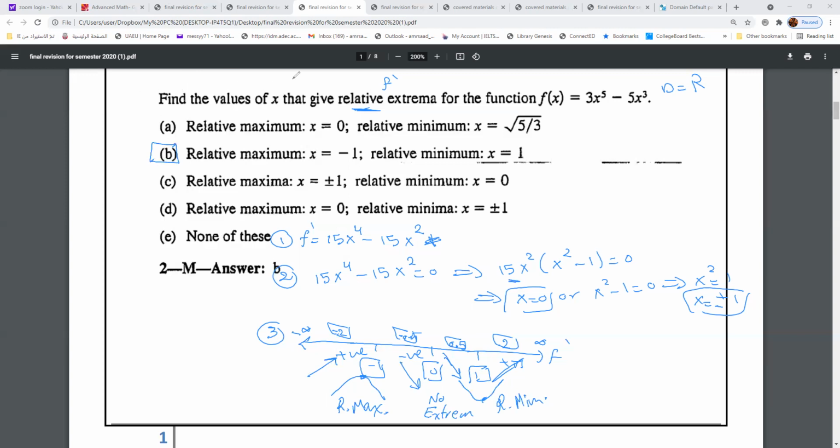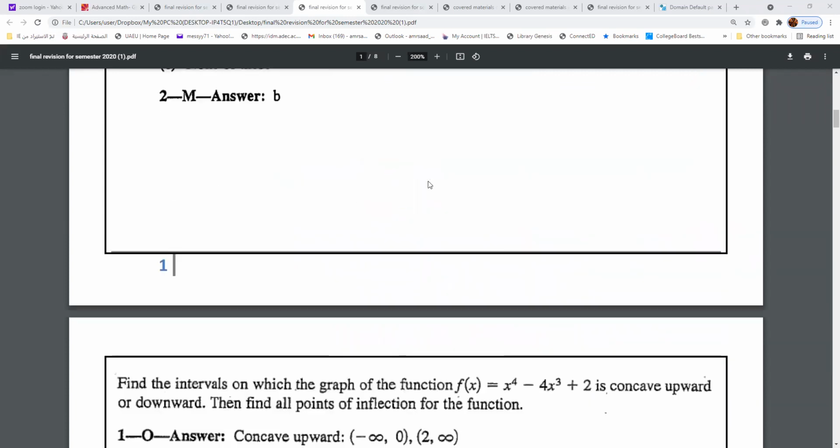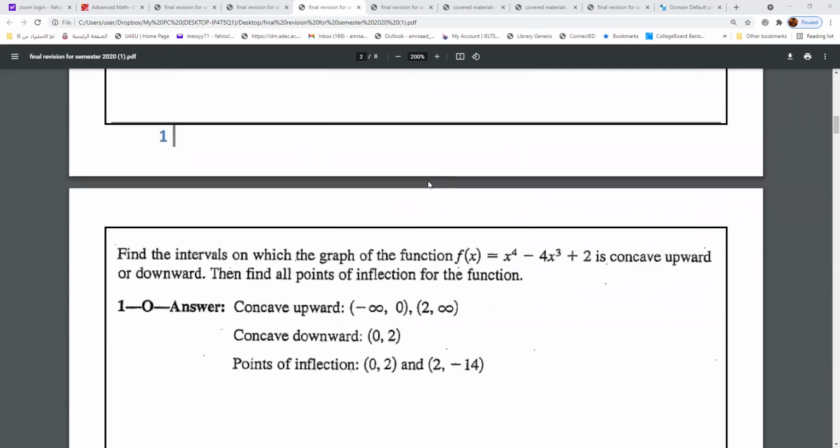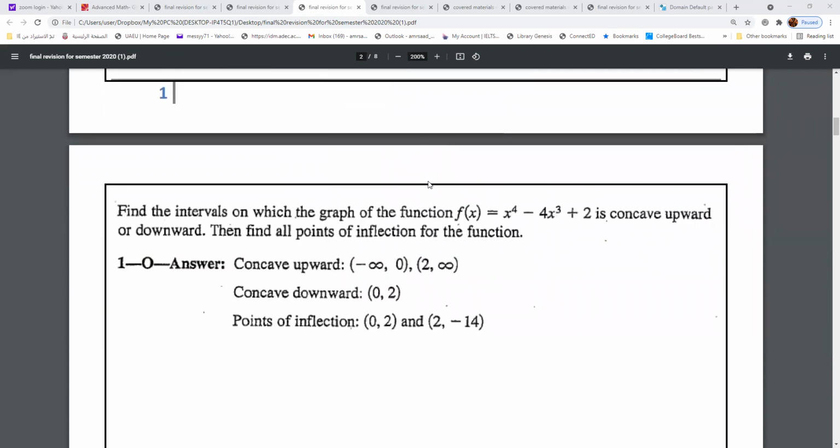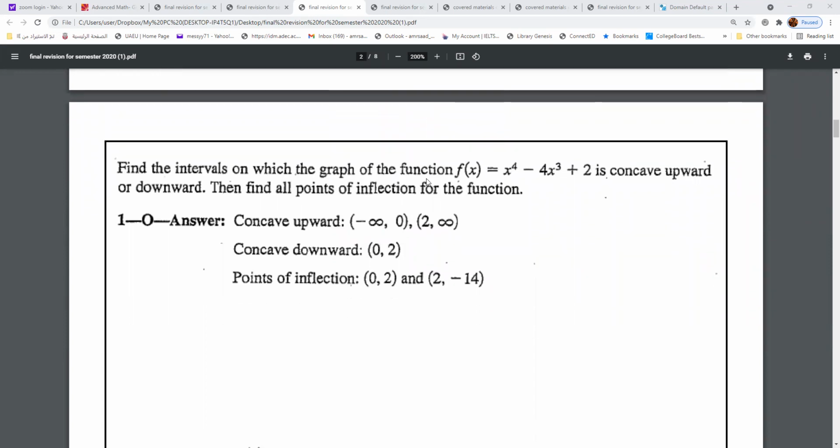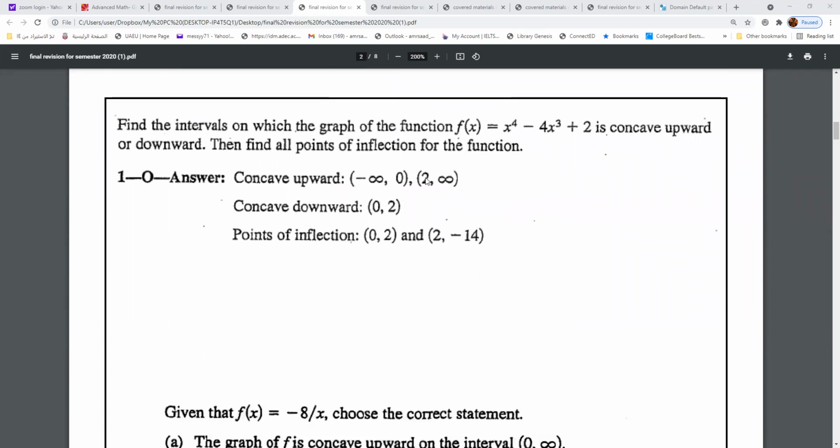If you remember, when the function is increasing, when the function is decreasing, what is the meaning of relative extrema? How do we find the critical number? If we find this one too. Okay, let's solve page 2.